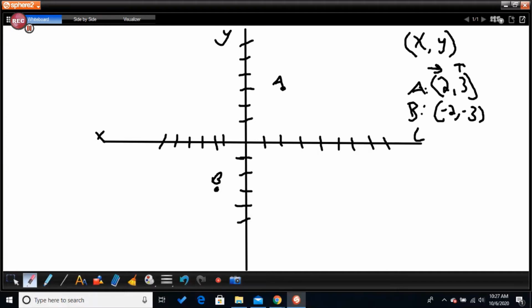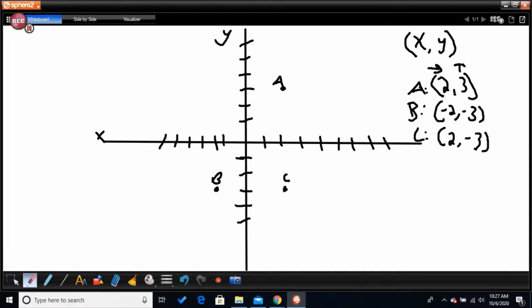Alright, so point C might be positive 2, negative 3. So on that one you would go right 2, 1, 2, and down 3. 1, 2, 3. That's point C. Okay? So those are the basics. So that is how you plot the points.